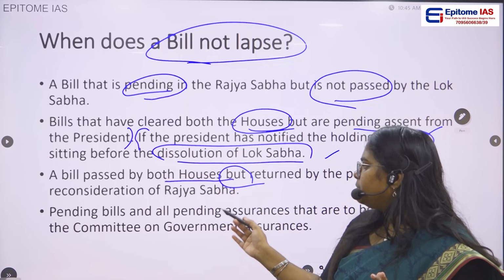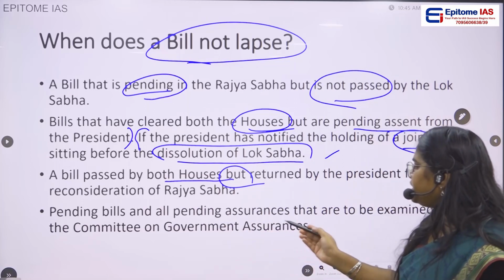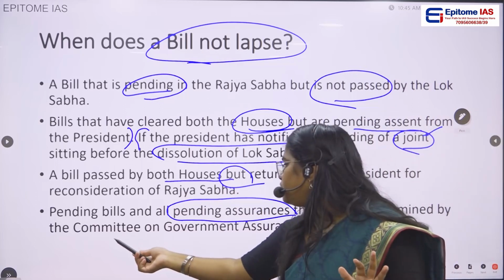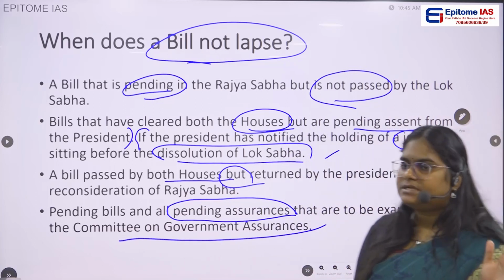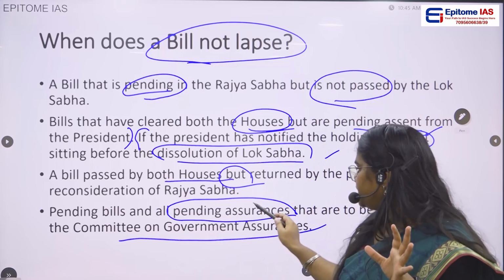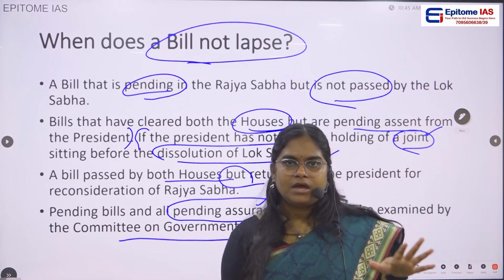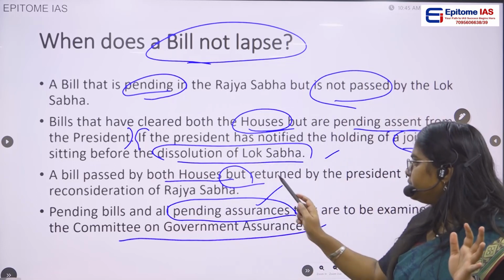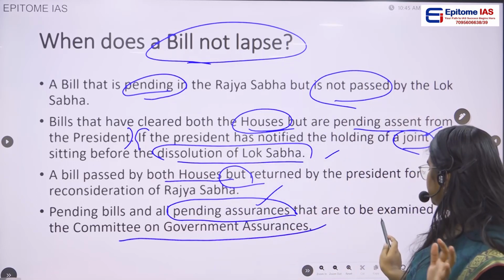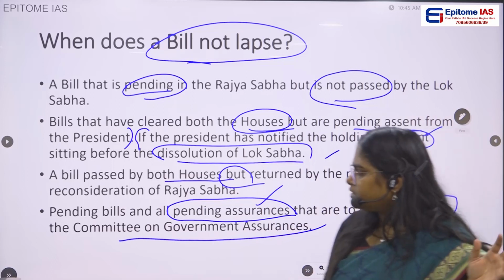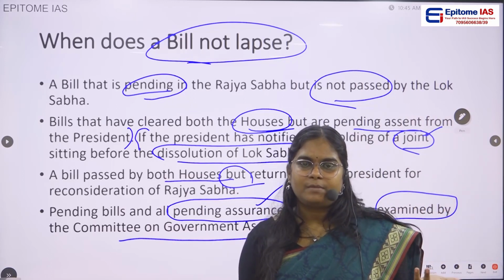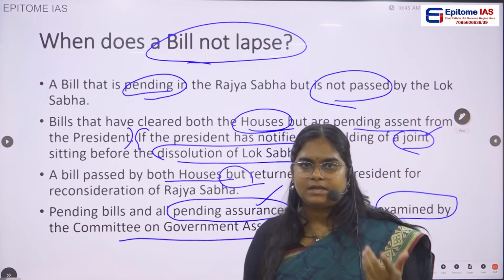Okay. Then pending bills and all pending assurances that are to be examined by the committee on government assurances. Let's say there are some pending bills or some pending assurances and the Lok Sabha got dissolved, and these are to be examined by the committee on government assurances. In that case also, what will happen? The bill will not lapse.